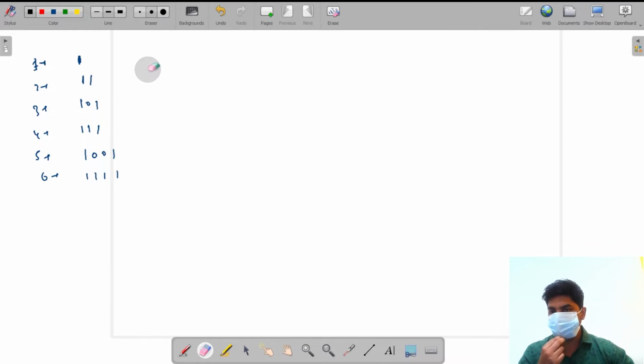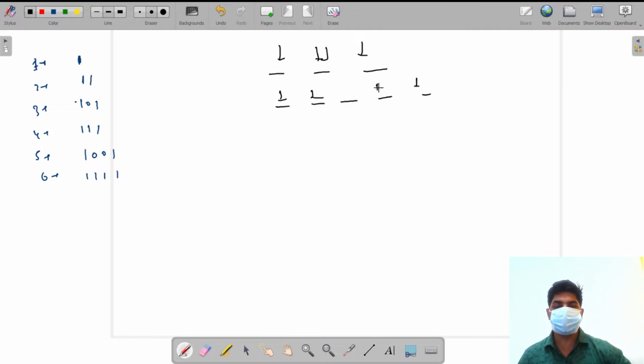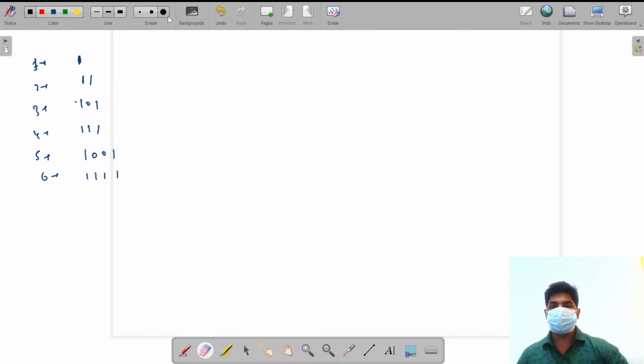Let's first try to find some numbers whose binary representations are palindromes. I have written a few numbers. How am I deciding whether a number is a palindrome or not? We all know the condition for a palindrome: if there are 3 bits, we need to ensure that the first and last bits are the same, similarly the second and second-last bits, and so on. This is the basic condition that we are going to use here.